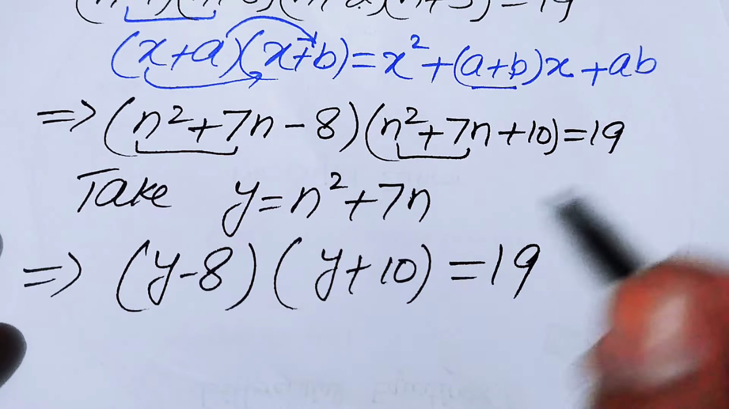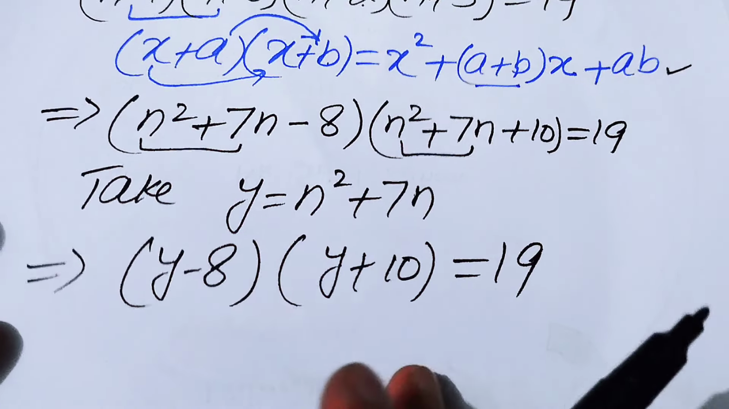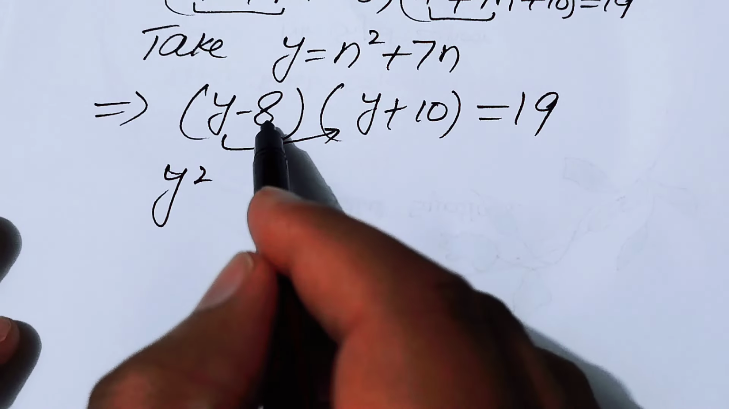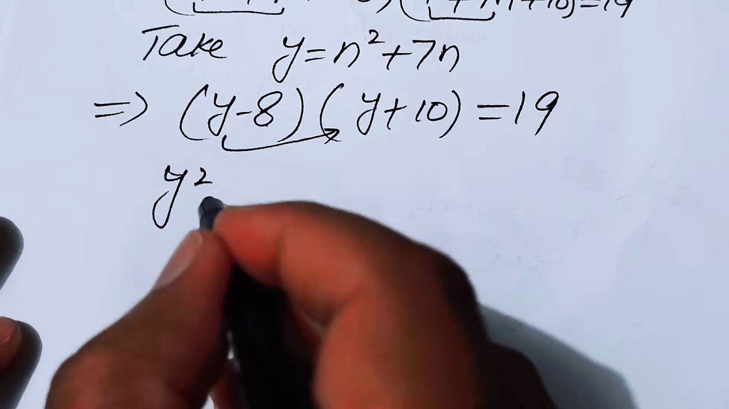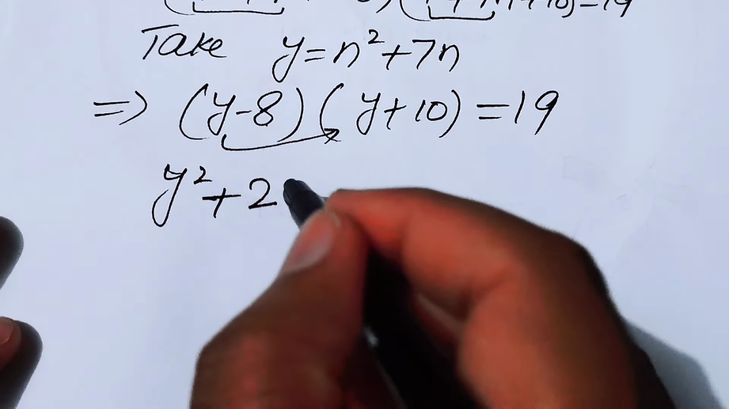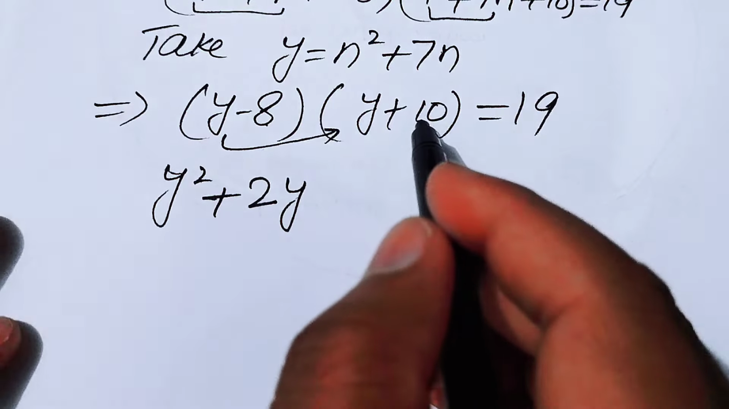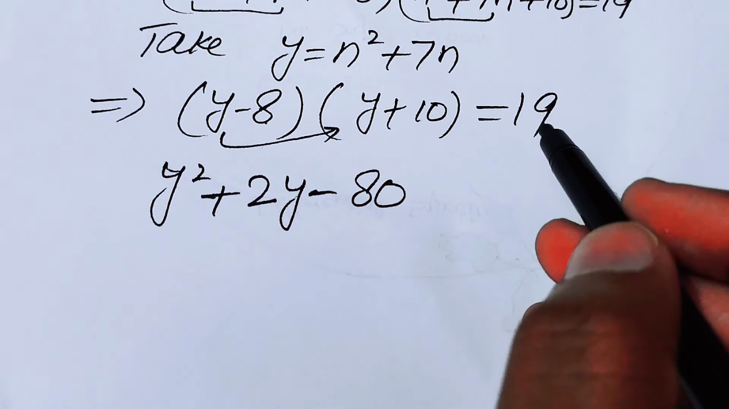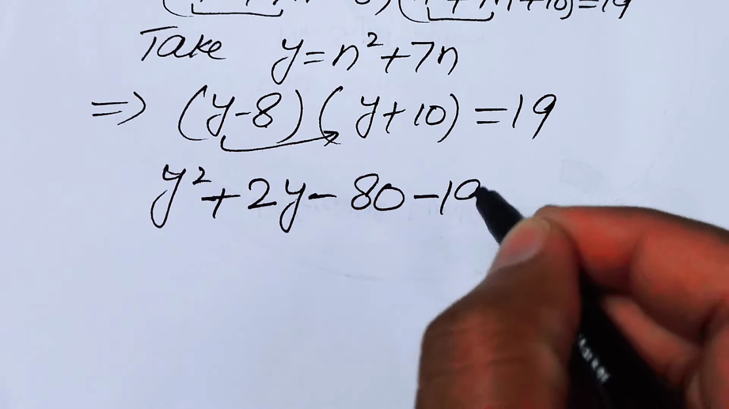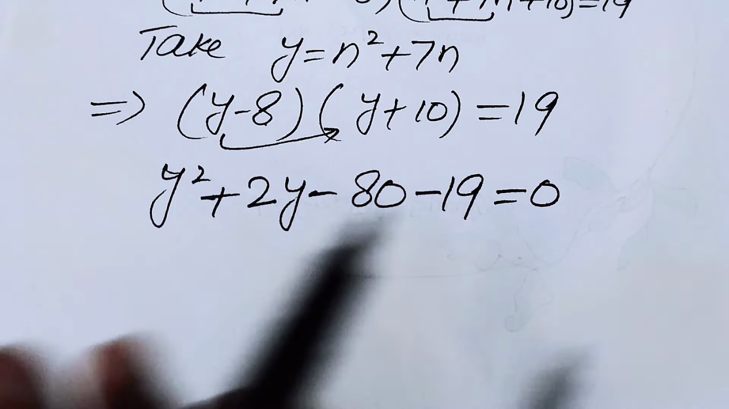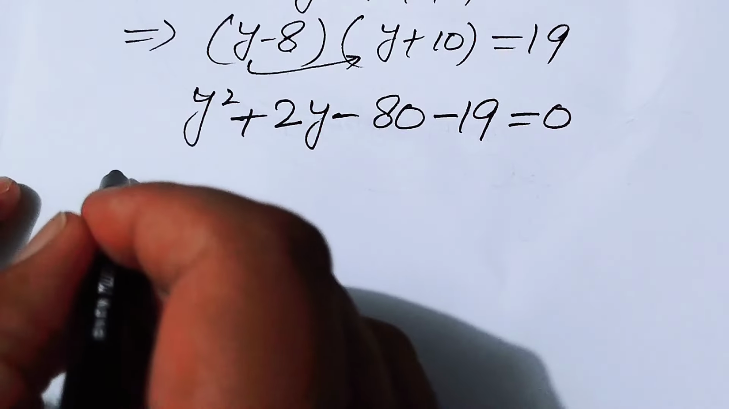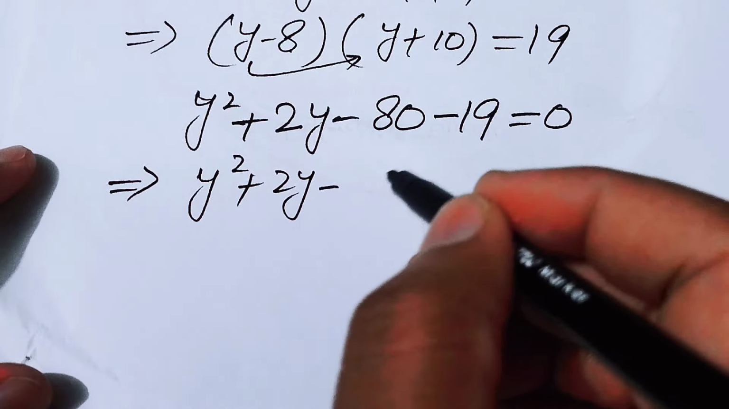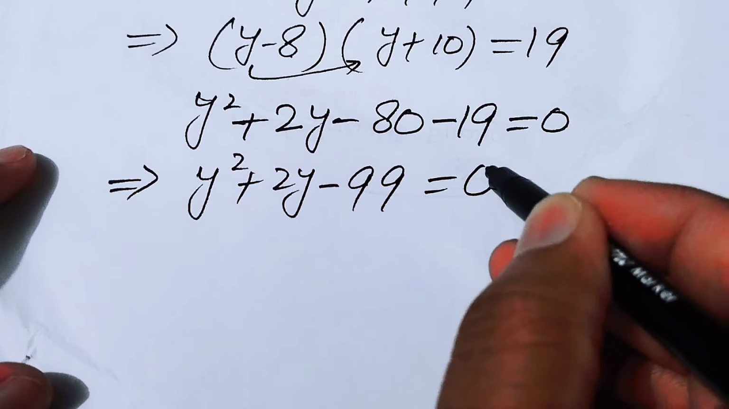After this step we will again use this nice formula, and you multiply y by y and you get y squared. Now you add minus 8 plus 10 and you get plus 2, and you multiply it by y, and now you multiply minus 8 by 10 and you get minus 80. Now we move this 19 to the left hand side and you get minus 19 is equal to 0. So we simplify the terms and you get y squared plus 2y minus 99 is equal to 0.